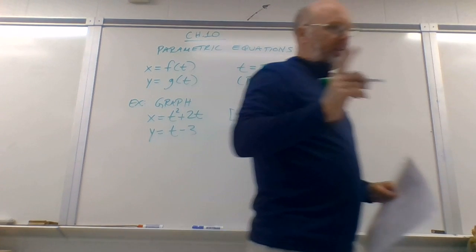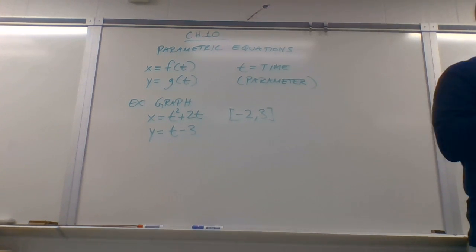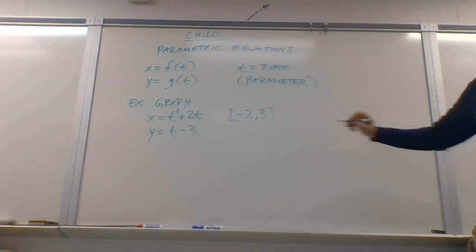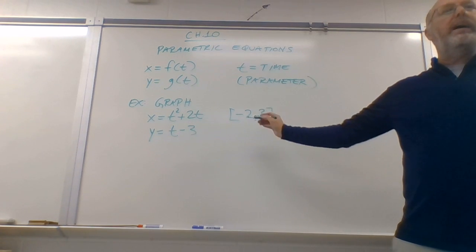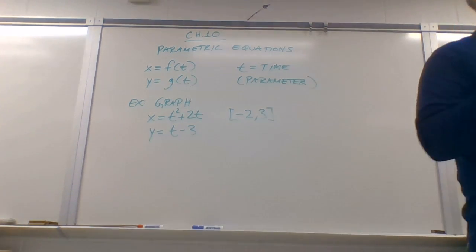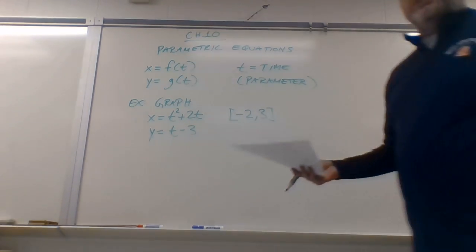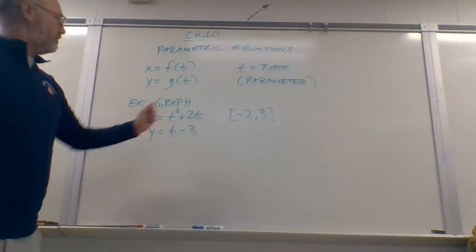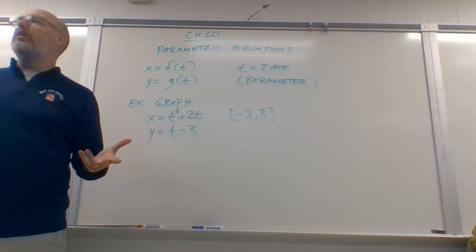Now, I have yet to discover negative time. That would be so awesome. But let's just assume for this problem, because remember, it doesn't have to be time, it can be anything, that I would like to graph this parametric equation from -2 to 3, and those are t values. So I have x equals t squared plus 2t, and I have y equals t minus 3. How would I go about doing this?